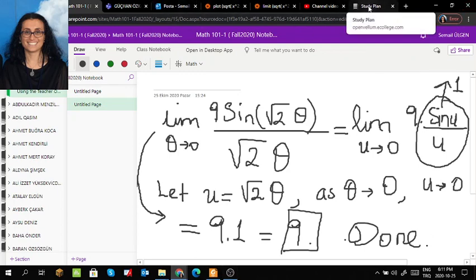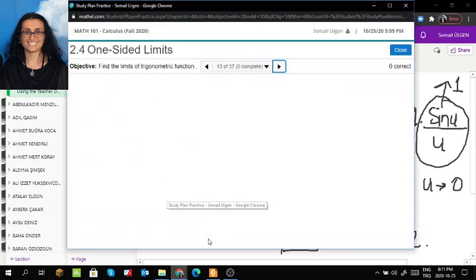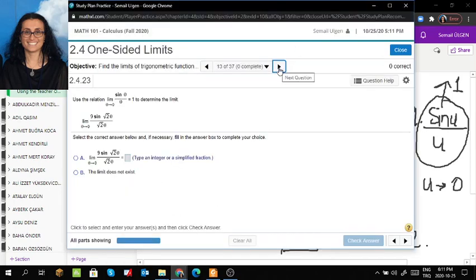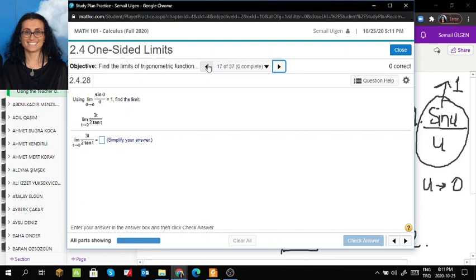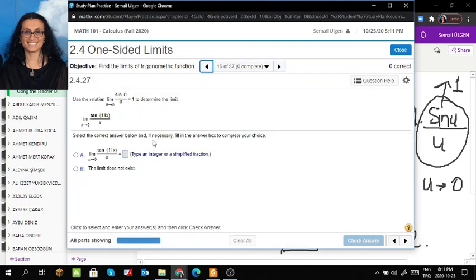Let's see. Let's look at another question. Let's get this question. This is tangent 11x over x. Okay, how would you do that?